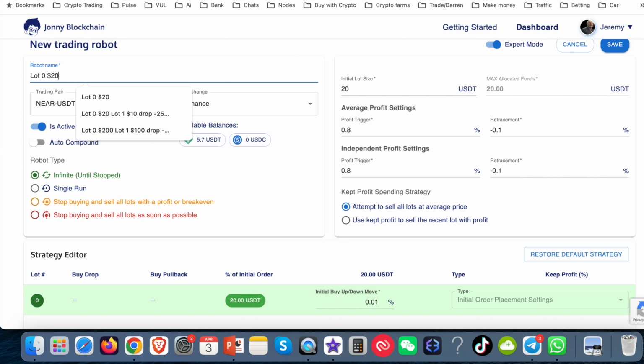And I'm only going to do one, because if this pumps but then dumps, I'll make money on the pump, but I won't lose on the dump. I'm only risking $20. So very high risk tokens, I only like to risk a small amount of money. So I'm not going to set this token up, but all you would do is click on save.